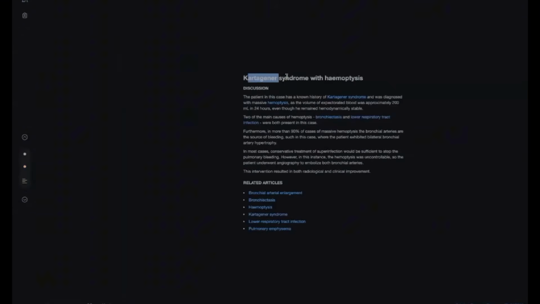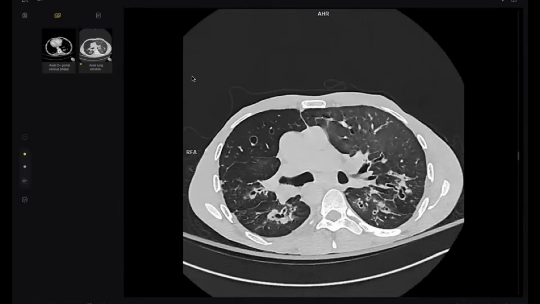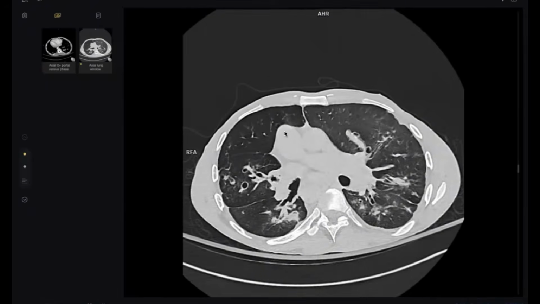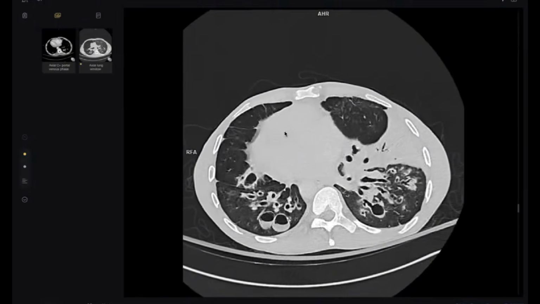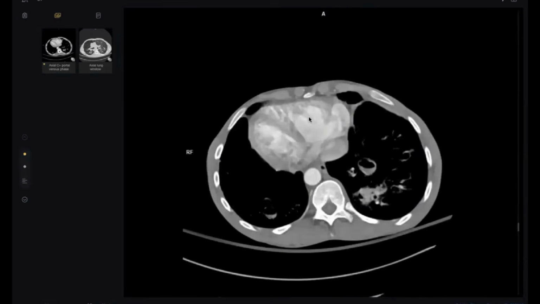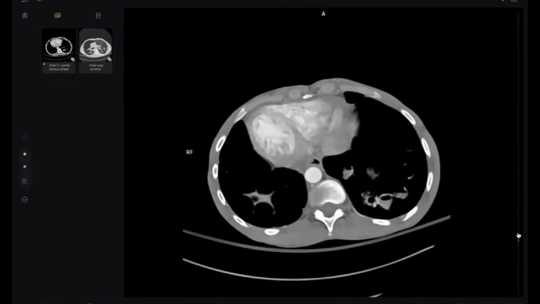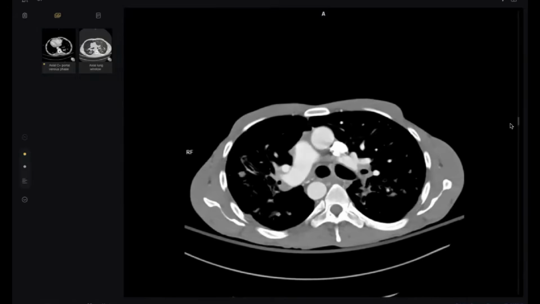This is Kartagener syndrome with hemoptysis. For colleagues at the level of FRCR or Arab board consultant, the cases are almost at the consultant level. So if the examiner gives you something like this, don't trust the examiner, because it's very clear Kartagener with cystic bronchiectatic changes. The main complaint is hemoptysis, so don't be satisfied with one finding. Search for other causes.